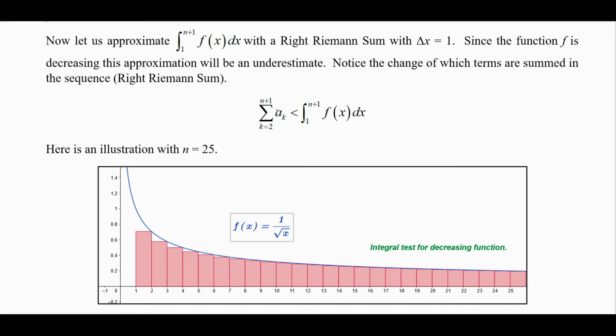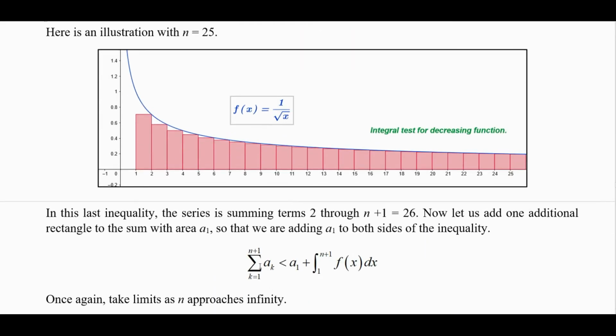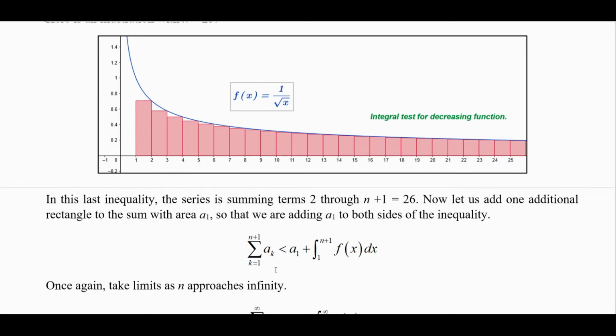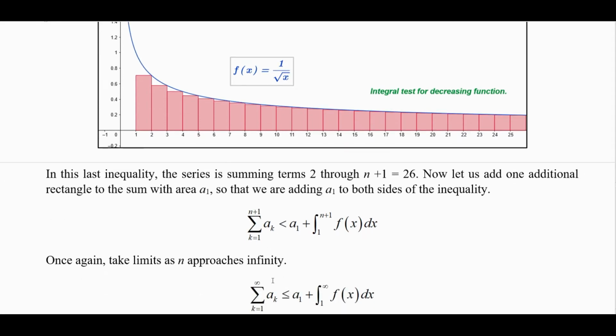Now we don't actually have the full sum here, so we need to add a1 to both sides to get the full sum on the left. But what we get is the sum, k equals 1 to n plus 1 of a sub k, is less than a1 plus the integral from 1 to n plus 1 of f of x dx. One thing that's nice about this is we can now take limits as we go to infinity again, and now we have the infinite sum on the left. The less than becomes a less than or equal to. We still got a1, that didn't change. This n plus 1 becomes infinity.